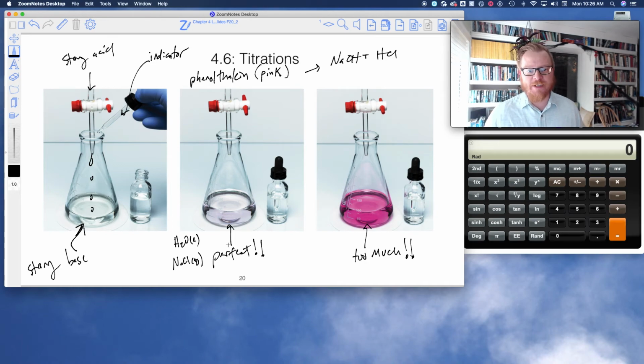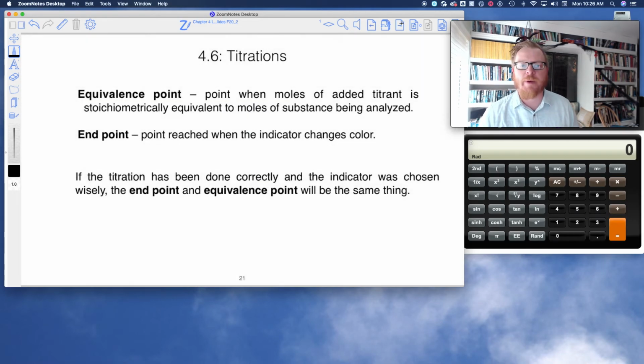So this perfect condition right here that I'm showing you, this is called our end point, where the indicator has changed color. Let me see what my next slide is. Oh, I've got them right here. Okay, end point: the point reached when the indicator changed color.